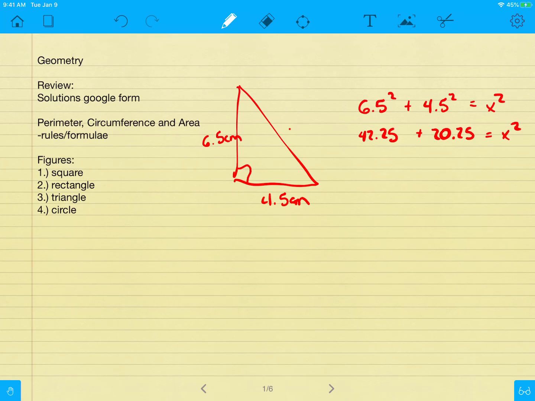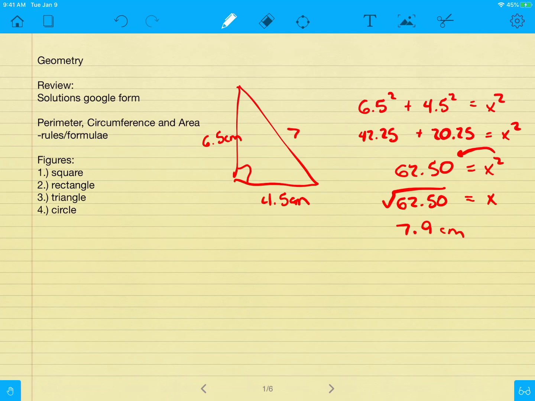I have to add those 2 together, so I should get 62.5. And then I have to take the square root of that because I have to get rid of the little power of 2. Now on your calculator, again, if you have a cell phone, just turn your cell phone sideways and it'll give you the squared keys. But you can type in 62.5 and take the square root of that, and I should get 7.9-ish. So that's 7.9 centimeters, and that's your third wall. And it made sense. The hypotenuse is the longest wall, so it was longer than the other 2. So there's your third wall.